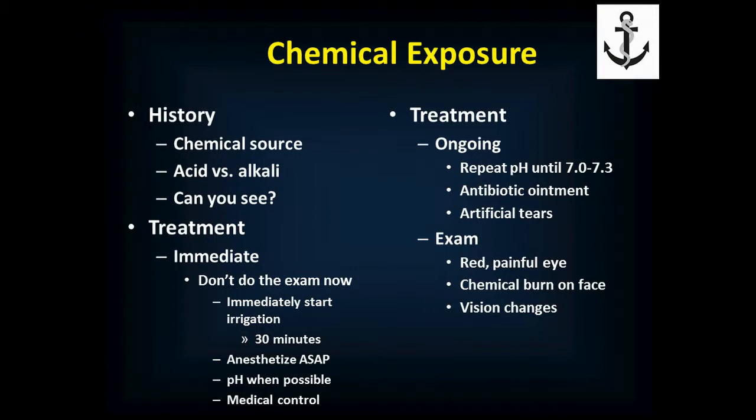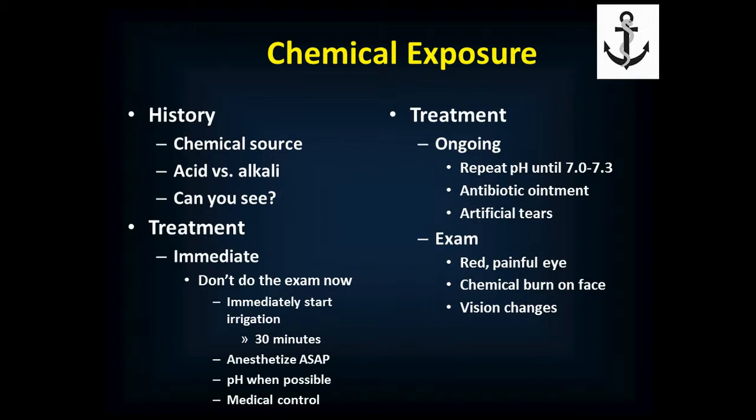So I'm going to start with chemical exposure because this is one where you have got to start taking care of this patient immediately. Patient comes to you, they said, I just got chemicals in my eyes. 3 quick questions. Do you know where they came from? Do you know if they were acid or alkaline? And can you see? Just ask those questions and then boom, start irrigating. You're not going to do any exam. You're just going to start irrigating, and you're going to irrigate the eyes for 30 minutes.